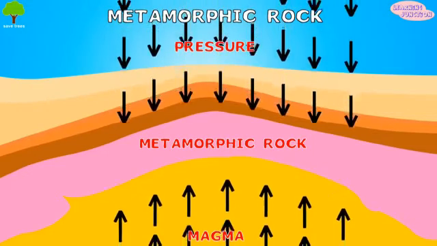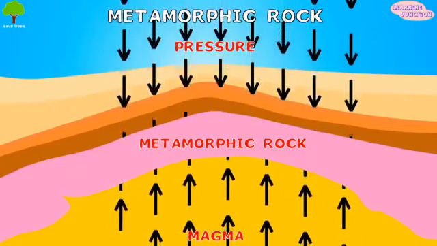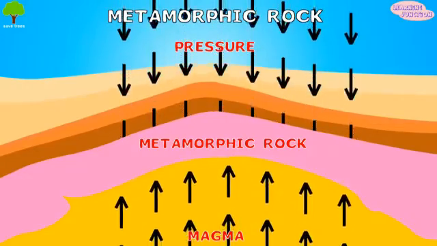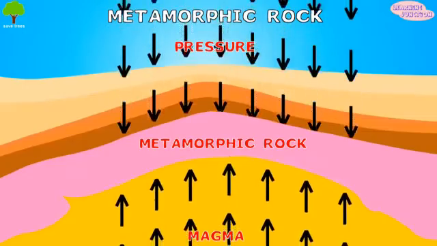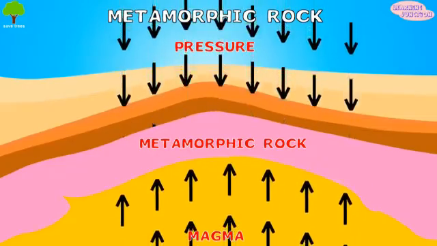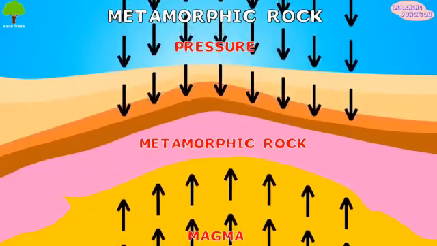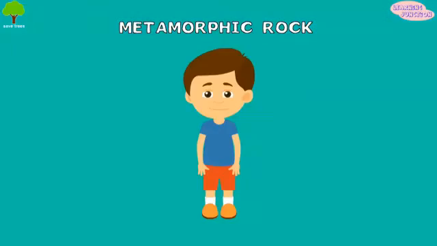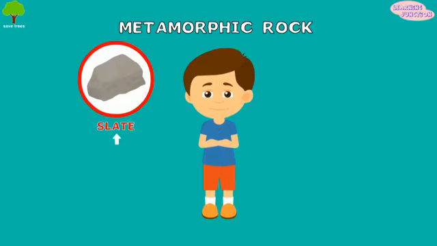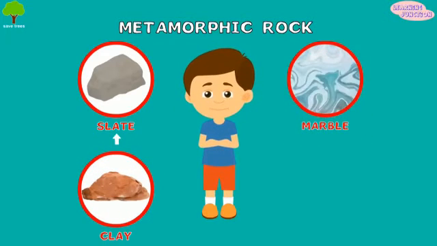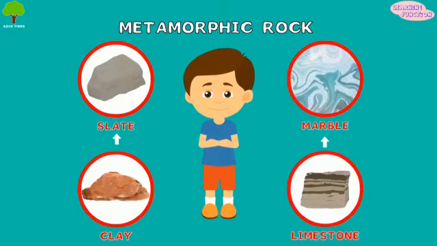Now let's talk about the metamorphic rocks. So students, as you know, metamorphic rocks are the changed form of igneous and sedimentary rocks. Inside the earth, due to high pressure and temperature, these rocks change their chemical properties, shape and size. Some examples are there: slate is formed from clay and marble is formed from limestone.